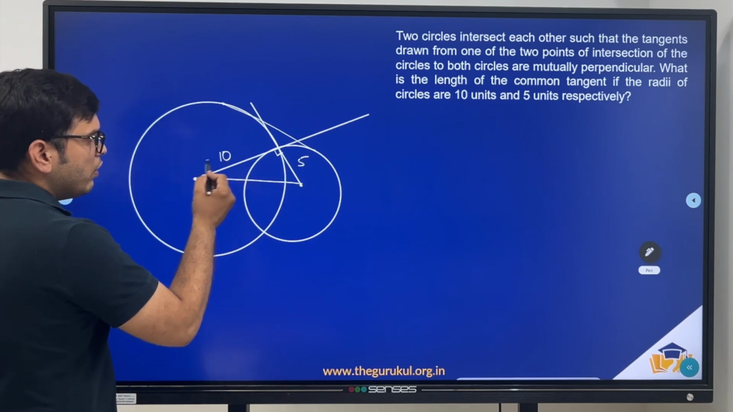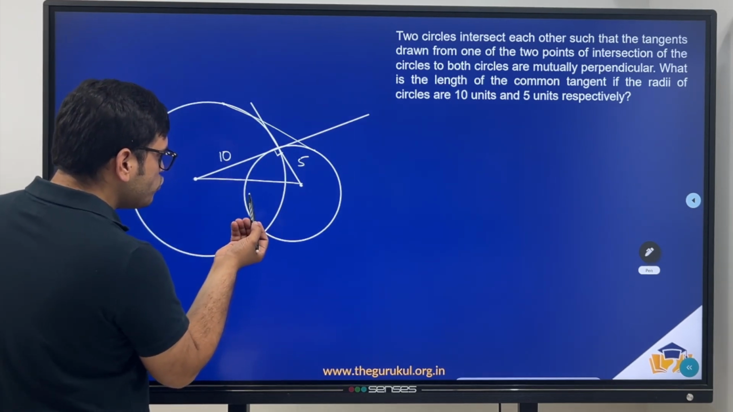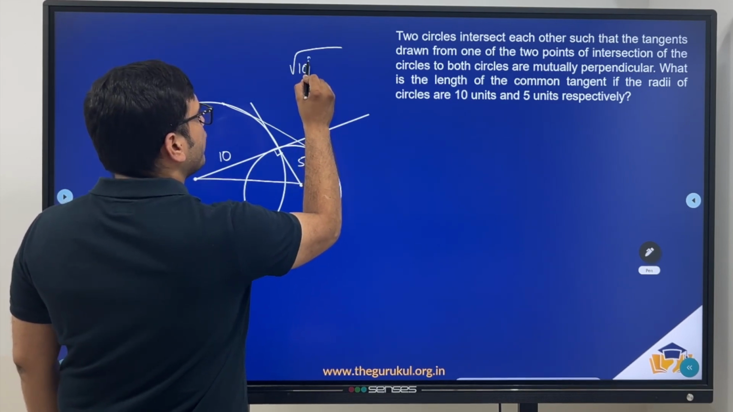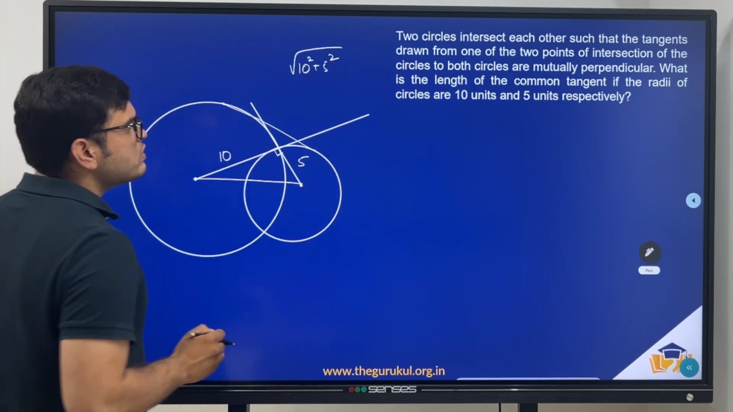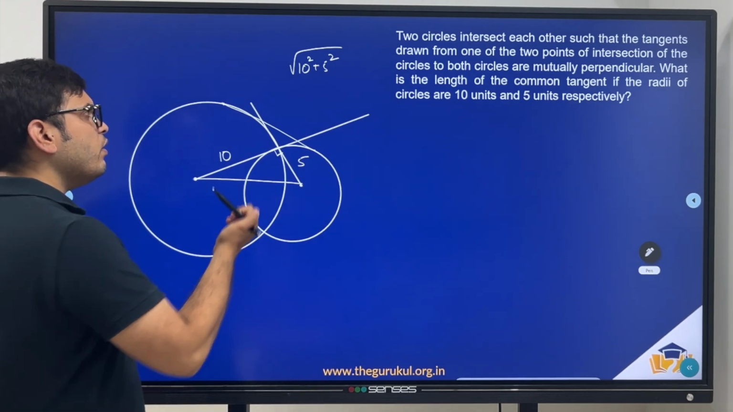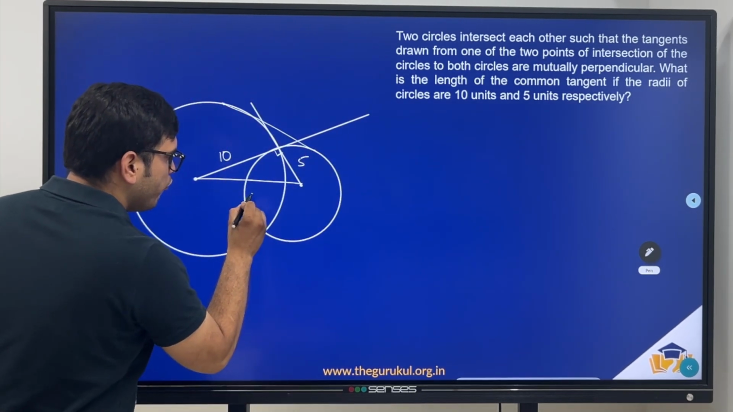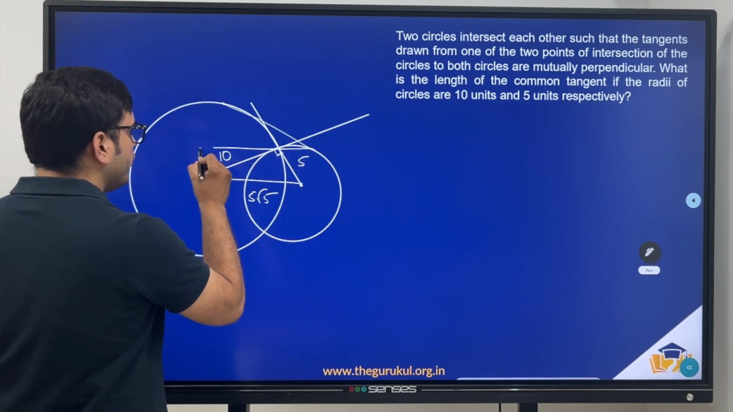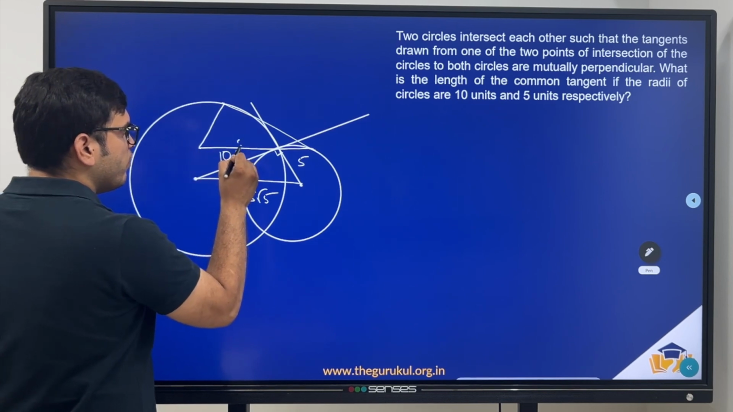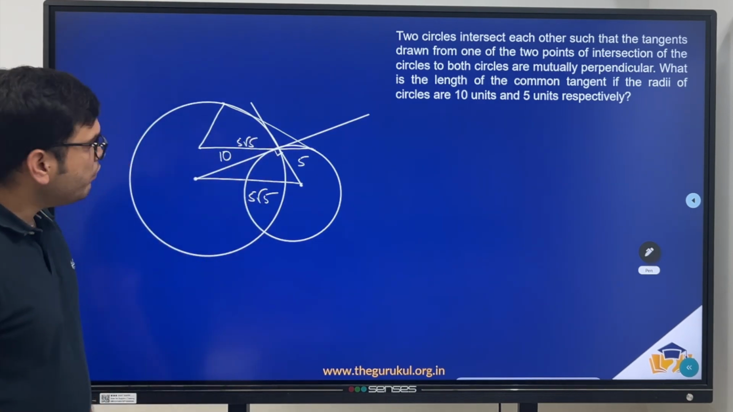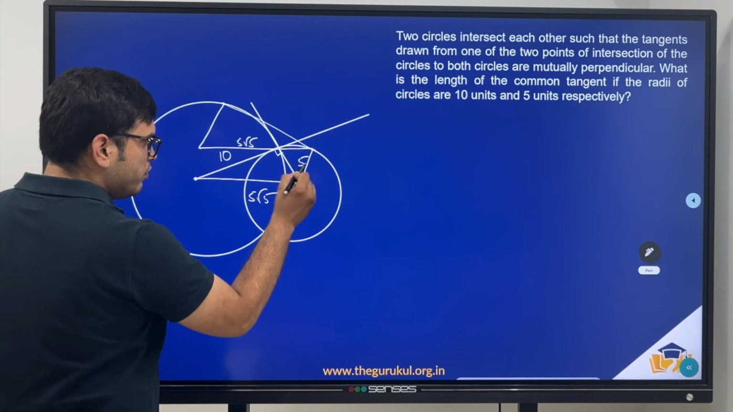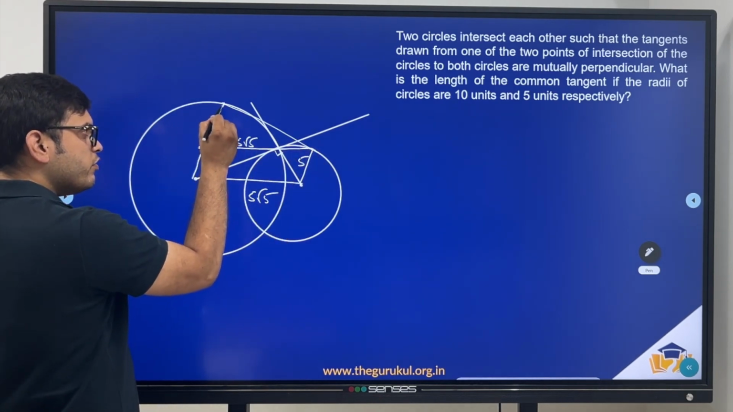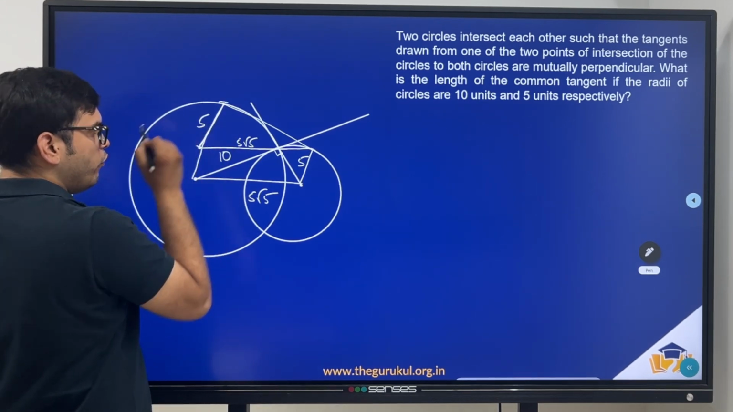Now, if this is 5, this is 10, right? So, this should be under root 10 square plus 5 square, which is nothing but 125. 125 is 5 root 5, right? So the distance between the centers is 5 root 5. This radius is 10. This radius is 5. So this distance would be 5 units.